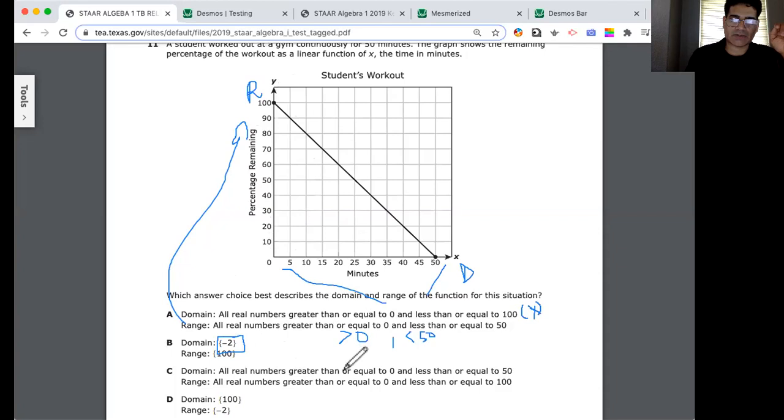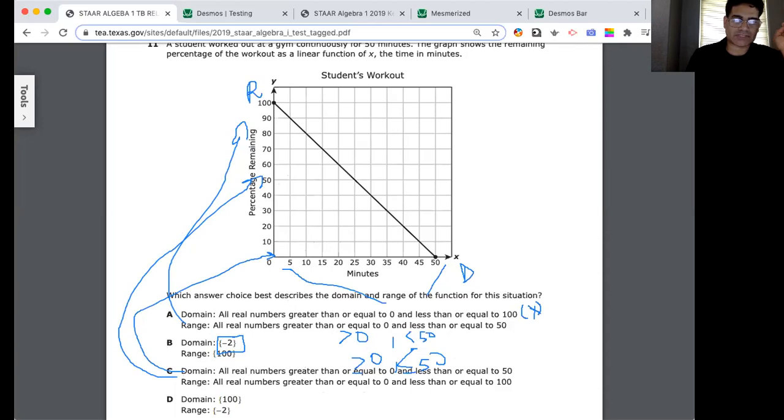The domain in C, all the real numbers greater than or equal to 0 and less than or equal to 50. Okay, so that makes a reference to 0 to 50, and those numbers match up at least. And then the range is all the real numbers greater than or equal to 0, less than or equal to 100. I have 0 to 100 here in the range axis. So we have a match there.